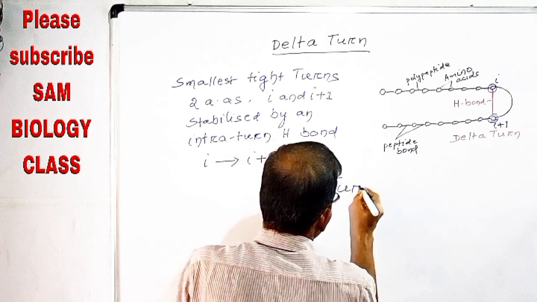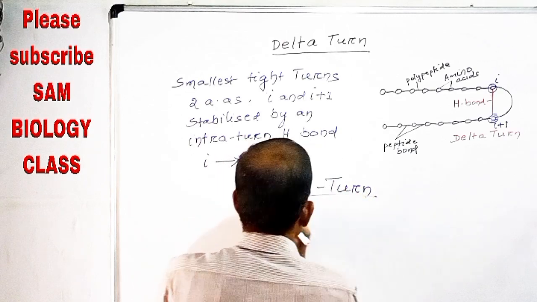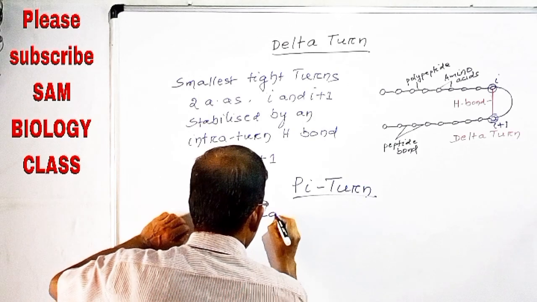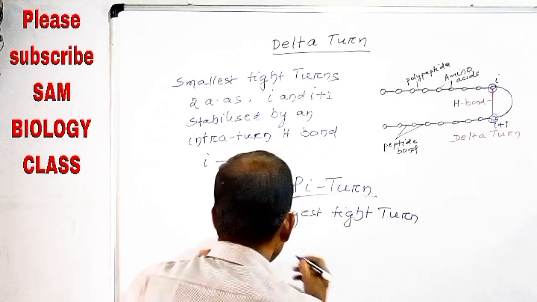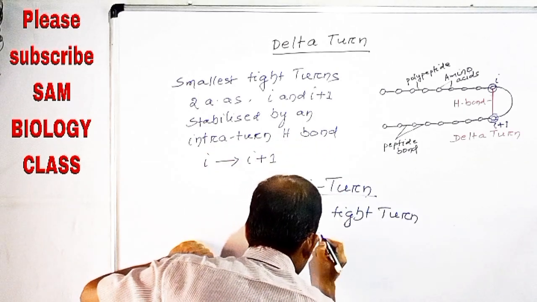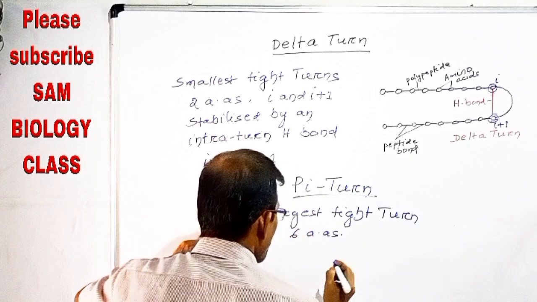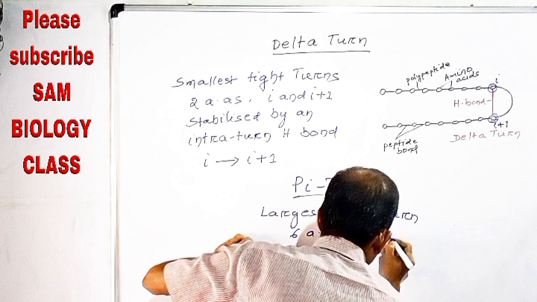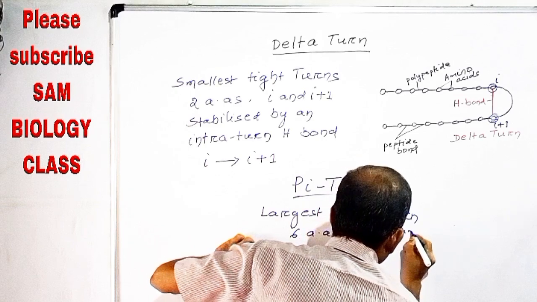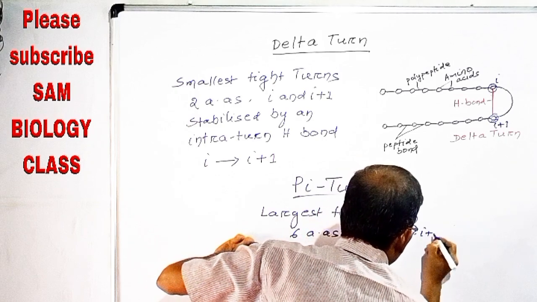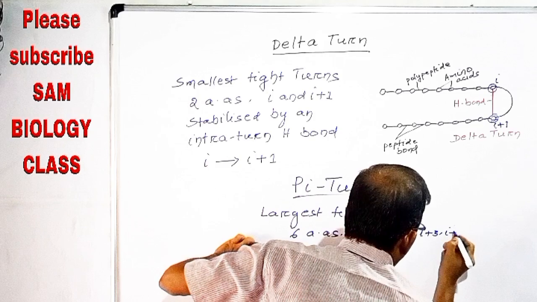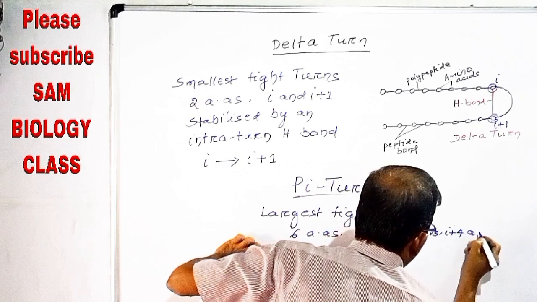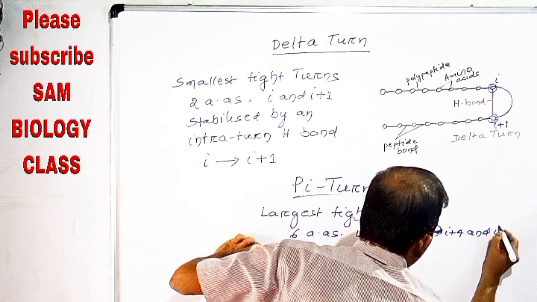Another type of turn is pi turn. It is the largest type of turn which consists of 6 amino acids which are labeled i, i plus 1, i plus 2, i plus 3, i plus 4 and i plus 5.